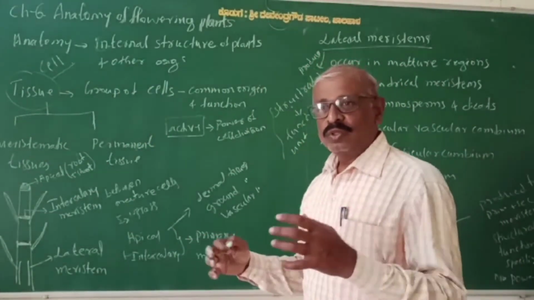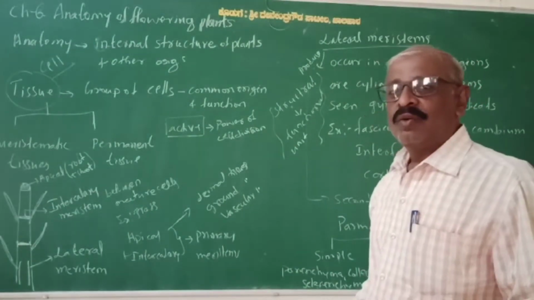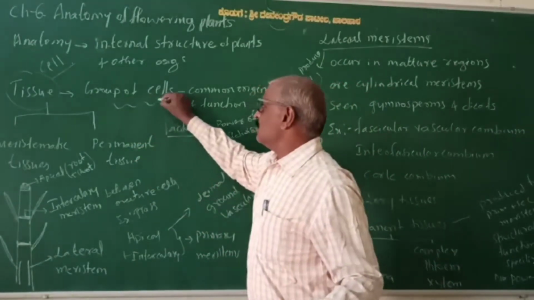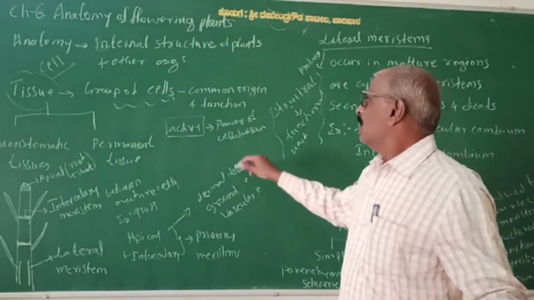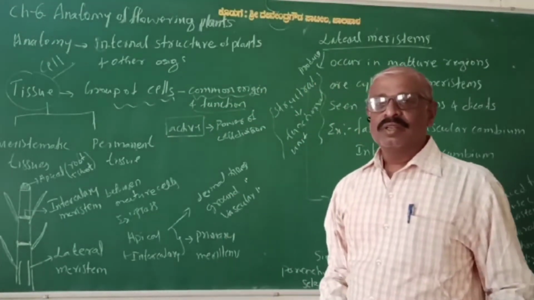By joining together, these cells give rise to what is called a tissue. What is meant by tissue? It is a one mark question once again. It is a group of cells, so that means they have a common origin and function.